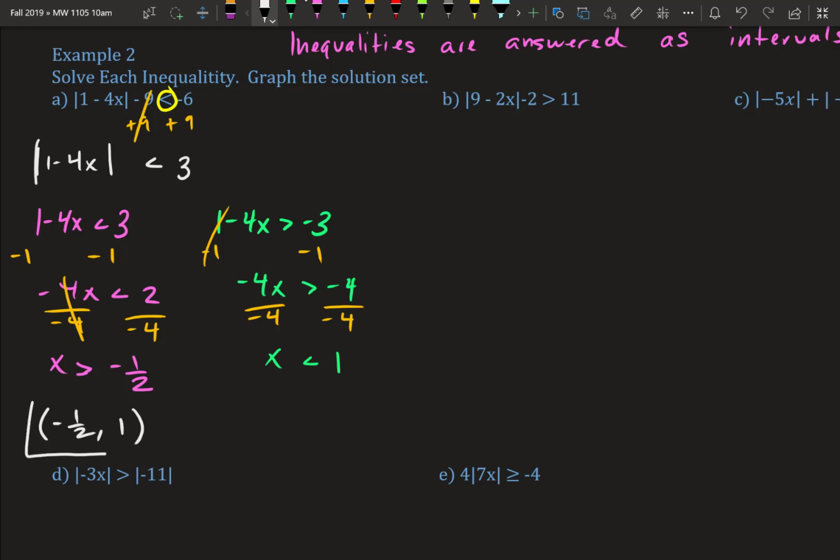And if we were to graph this, because it is less than, they always go together. So we have negative 1/2, positive 1, and parentheses make them go together because it's less than. That less than symbol always means they go together.